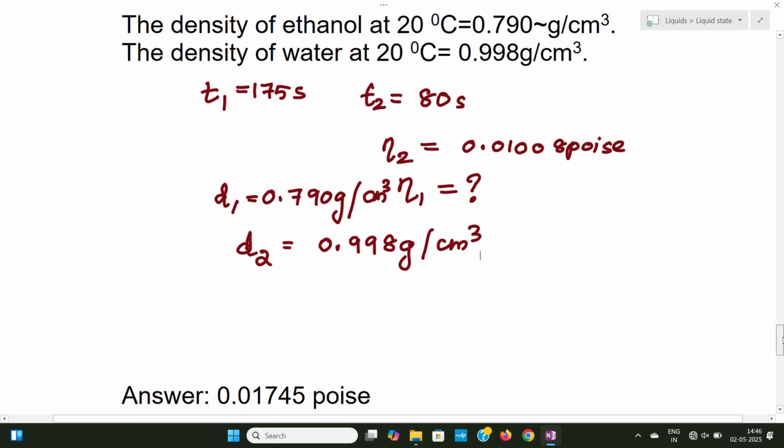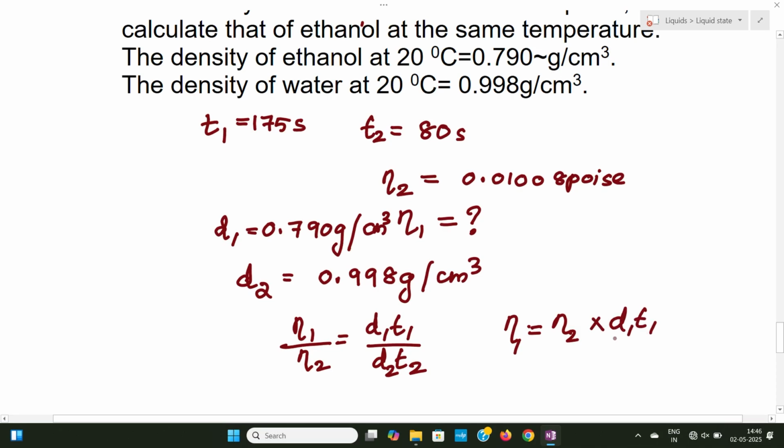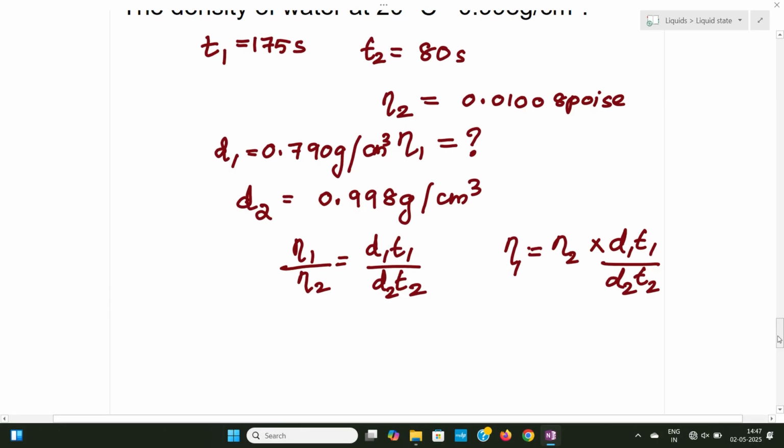So we have the equation eta 1 divided by eta 2 is equal to d1 t1 divided by d2 t2. From this equation, we can find eta 1. Eta 1 is equal to eta 2 into d1 t1 divided by d2 t2. Now let us substitute each value. We have all the values.